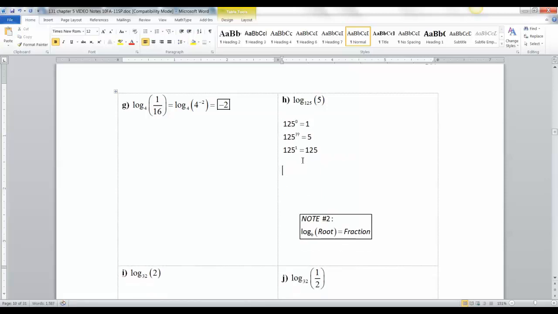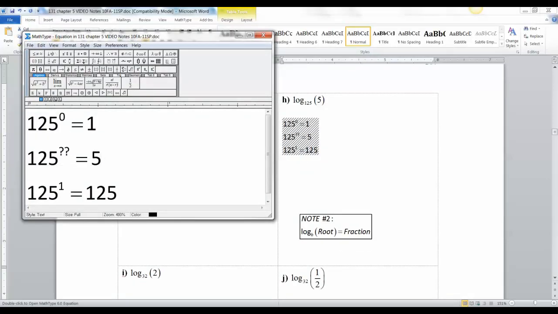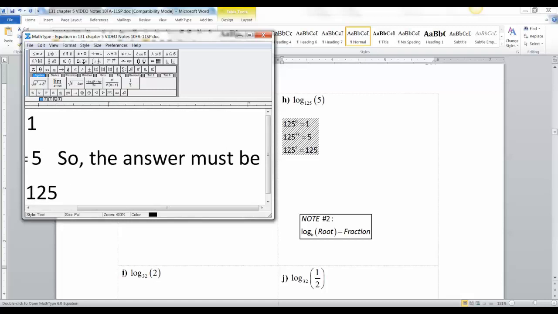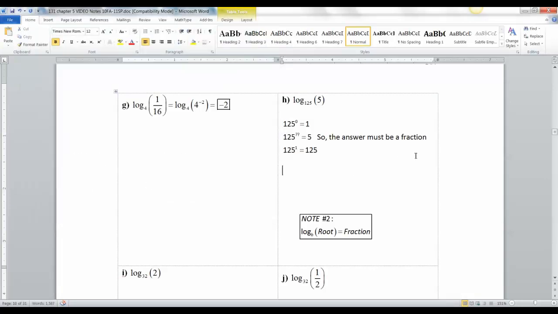I'll put it down here. So let me make a note here. The answer must be a fraction. Let's see if that fits. There it is. So we need a fraction between 0 and 1. Now, how do you figure out what fraction it is? Well, you kind of reverse the process.